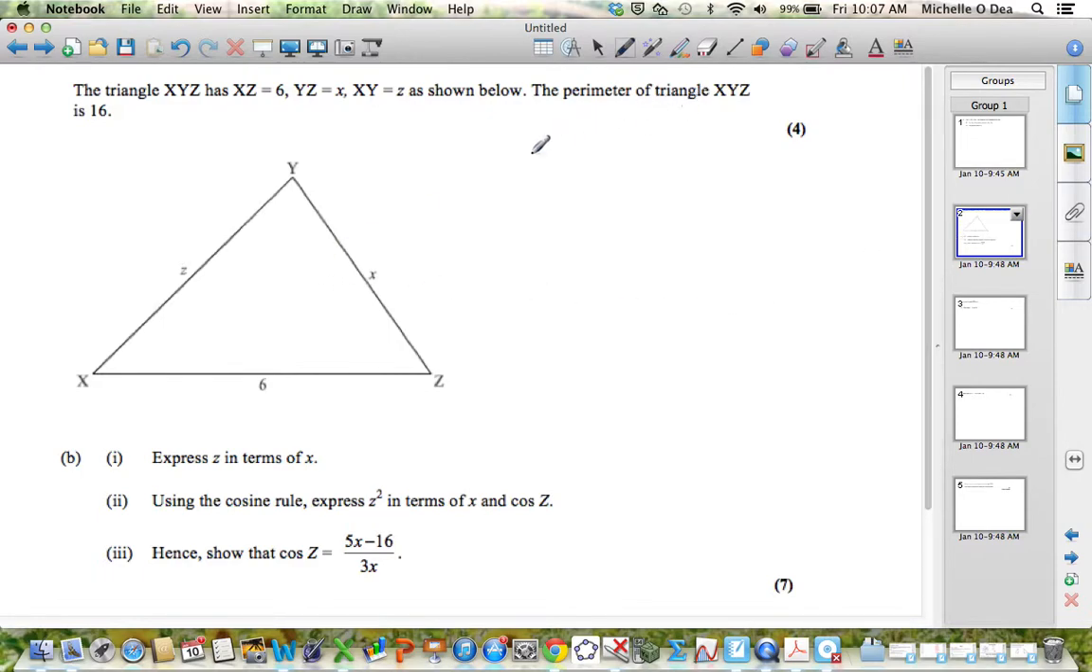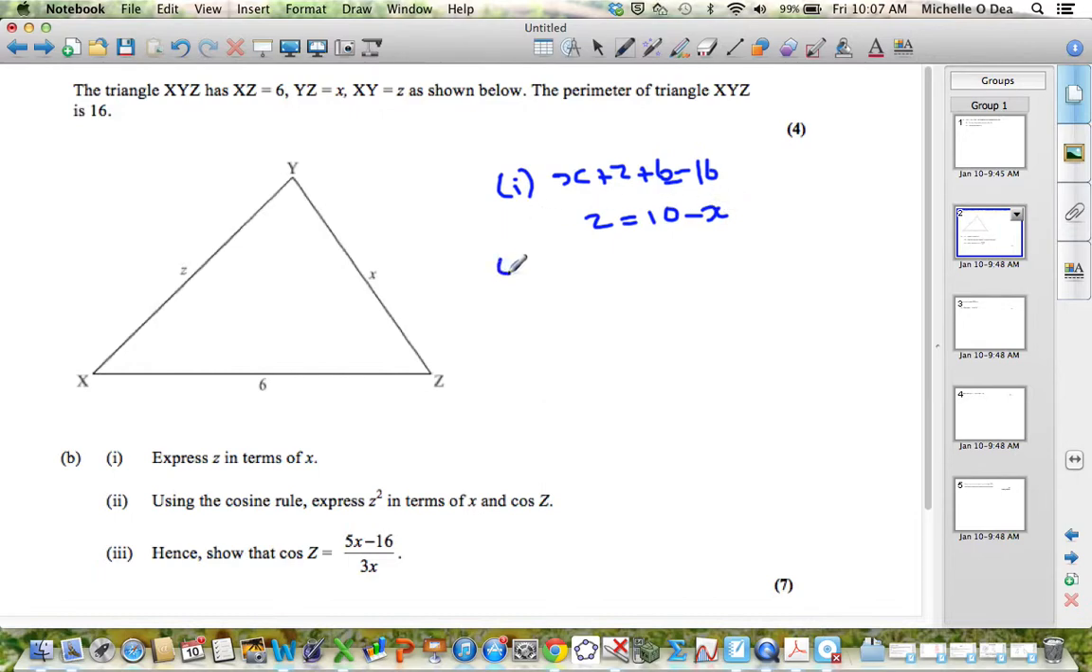And so the first part asks us to express z in terms of x. So this means we should have z equals some expression that has x in it. Now use what you know. We know the perimeter is 16. So think simple here. So we know that x plus z plus 6 must equal 16. And then just make z the subject. So subtract 6, so we get 10. Subtract the x. There you go. We're done. We've expressed z in terms of x.